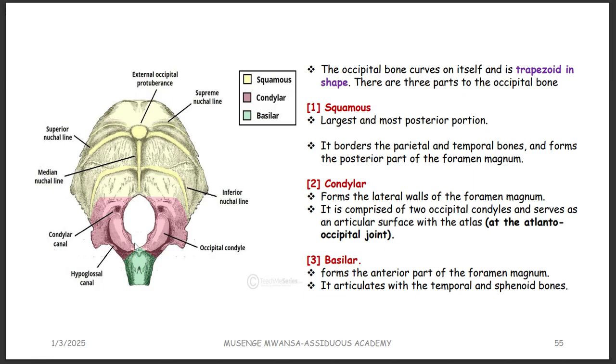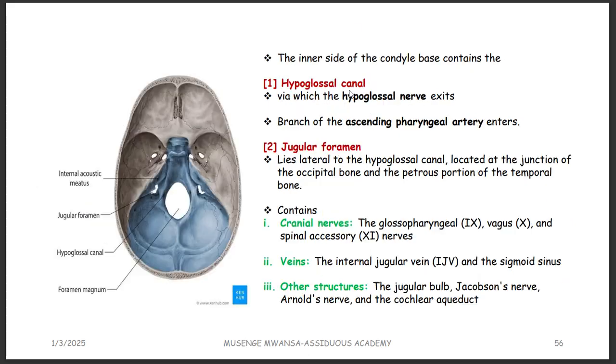Okay, so can you see that the condylar part also contains what we call the hypoglossal canal. The hypoglossal canal allows the passage of the hypoglossal nerve, that is cranial nerve number 12. It is going to pass here when it is coming from the brain. Is there any question up to here? Okay. So we are saying the hypoglossal nerve will be able to pass through the hypoglossal canal. Actually, it is the exit when it is coming from the brain.